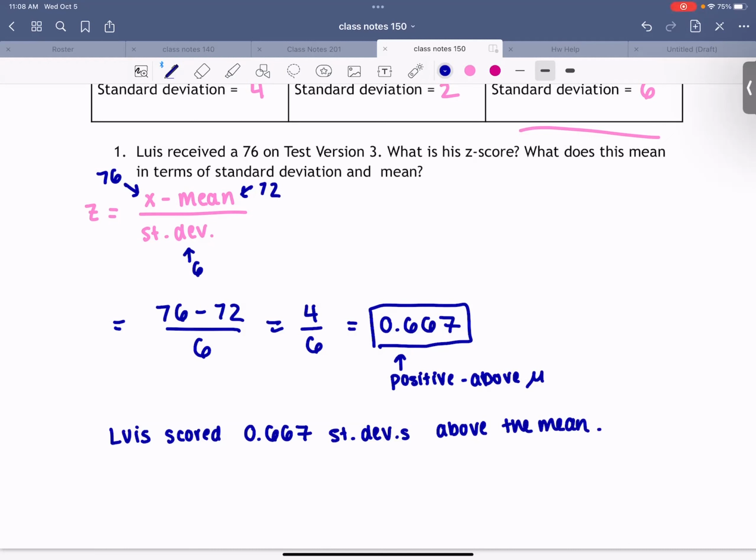Any questions on number 1? All right. Why don't you try number 2? I think we're good on 2. Let's give that one a try and we'll come back.